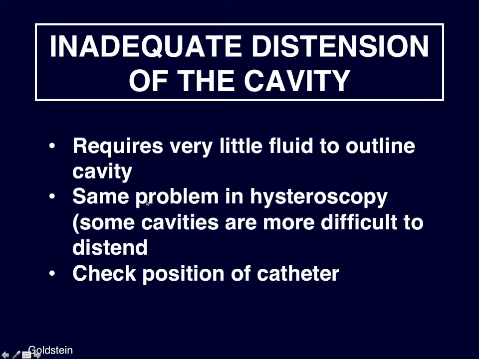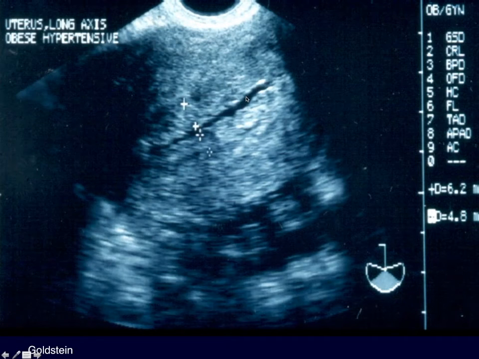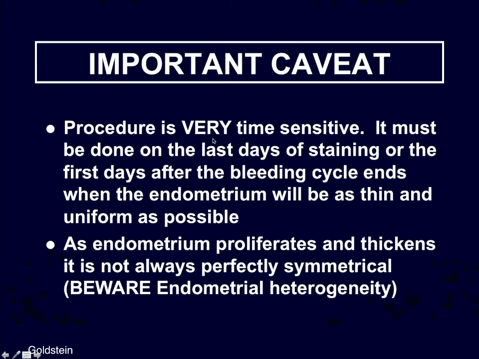Sometimes you can't really distend the cavity. Well, it requires very little fluid to outline the cavity, and sometimes you have the same problem in hysteroscopy. Some cavities are more difficult to distend. You want to check the position of your catheter, but even a little bit of fluid will enable us to see that this woman has symmetrically thick endometrium anterior and posterior wall, and so she can have a blind biopsy and turned out to have simple hyperplasia.